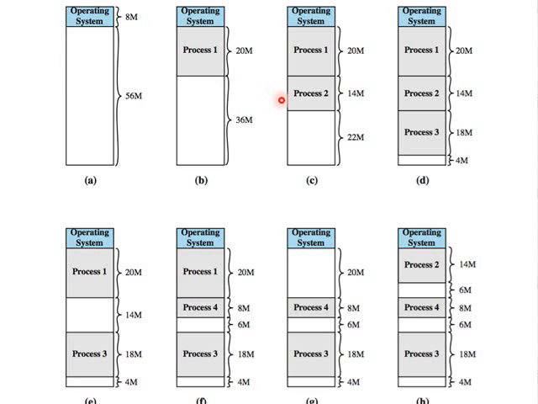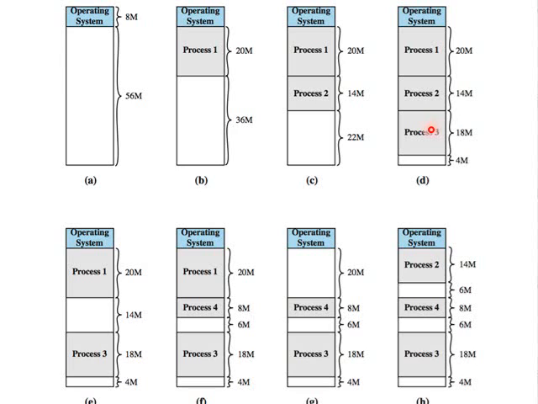Further, if we have another process requiring 14 MB of space that enters the system, we will allocate 14 MBs to this process. Moving on, if we have another process requesting 18 MBs of space, we will allocate a partition of 18 MBs to this process 3. In this way, you can see that there is no wastage of memory when we have these three processes in the main memory.